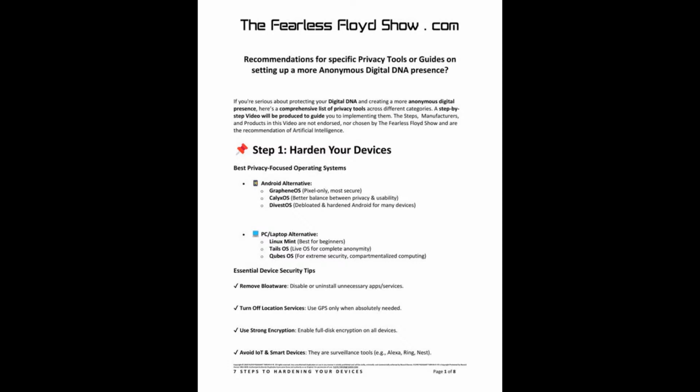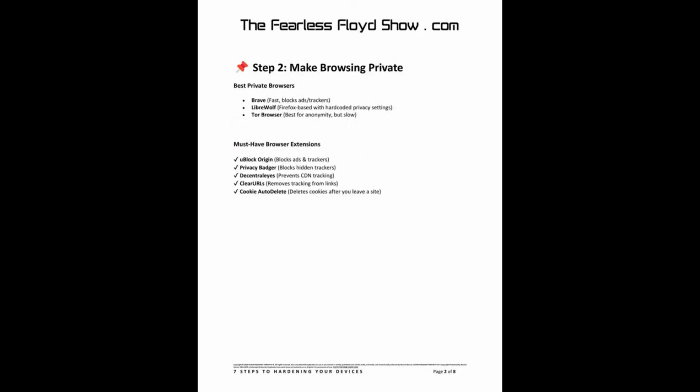Moving on to step 2, making browsing private. Best private browsers. Brave, fast, blocks ads and trackers. Not hackers, just trackers. Sorry about that. Next would be LibreWolf, Libre, Wolf, Firefox-based with hard-coded privacy settings. And third would be the Tor browser, which I think everybody is pretty familiar with. Best for anonymity, but slow.